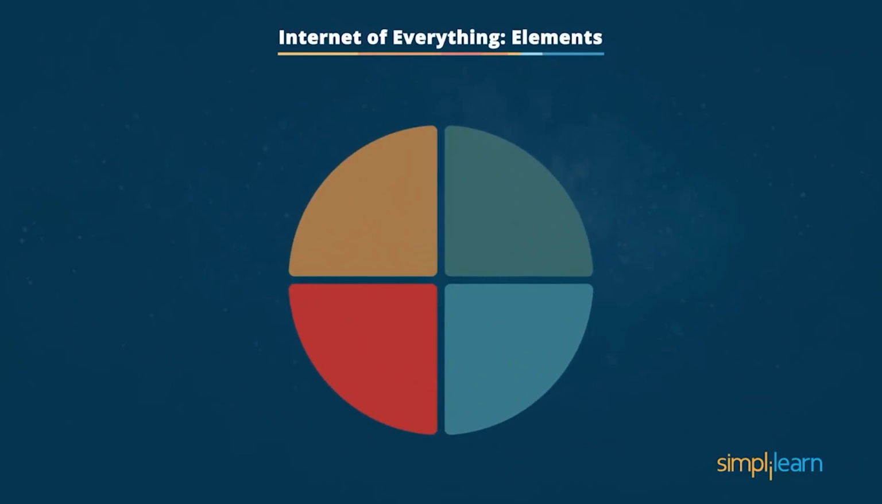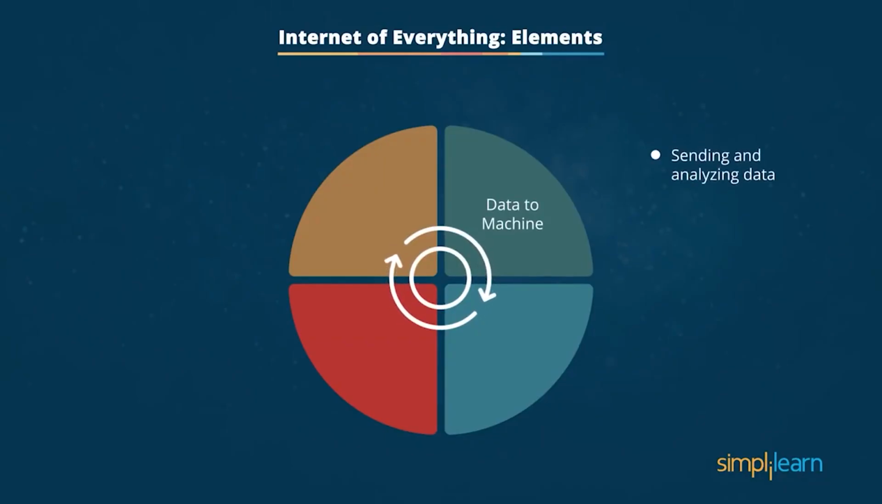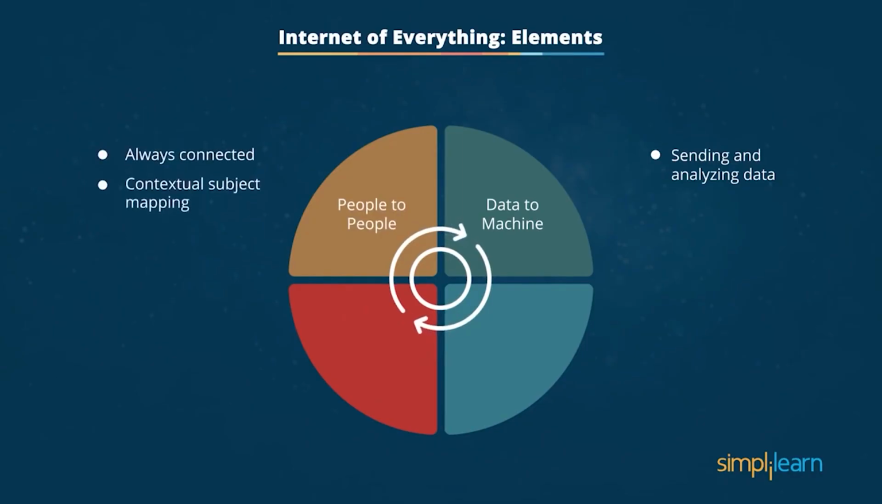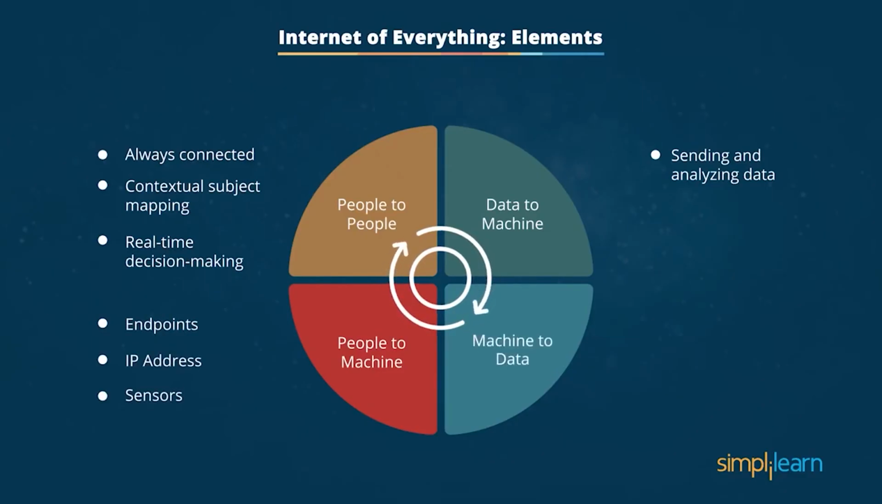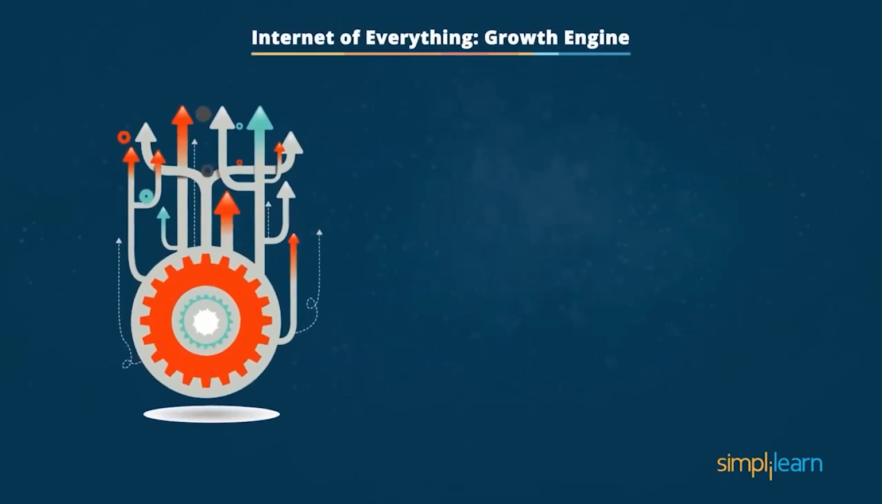The elements stand in 4 buckets. The first is data, which encapsulates sending and analyzing data. The second bucket is the people, who are always connected and have contextual subject mapping with the real-time world for decision-making. The third bucket is the things which link people to machine with endpoints, IP addresses, and sensors. The last bucket is machine to data, which talks to the business value and action iteration, essentially building simple models to achieve corporate results.